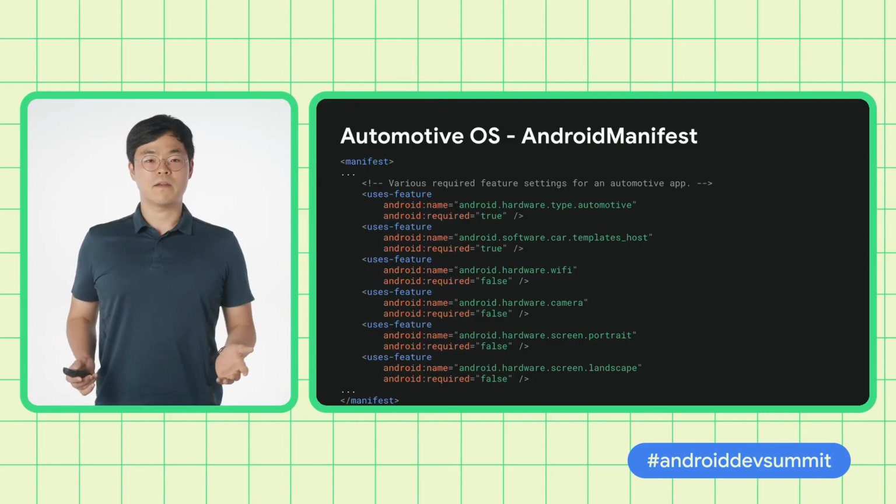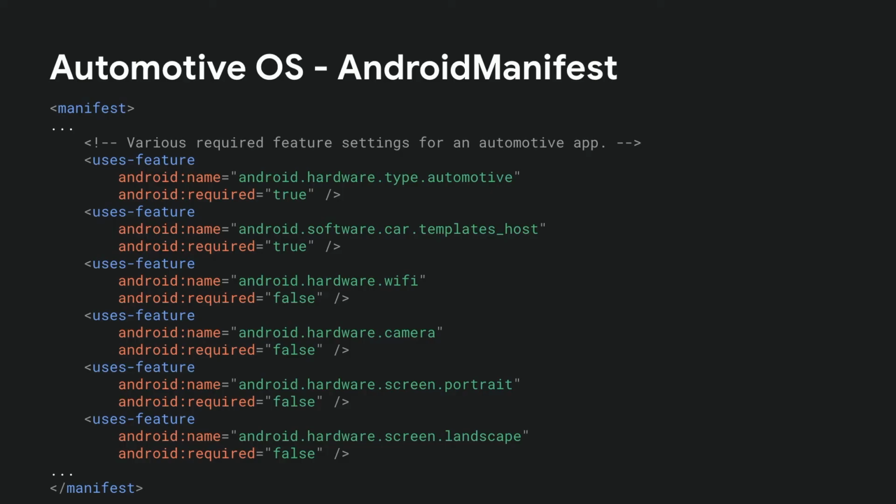The Automotive OS manifest looks somewhat different. Here, we declare various features that we are and are not using in our car app. Declaring features such as Wi-Fi and camera as false is important. Otherwise, our app may not show up in cars that do not support such features.